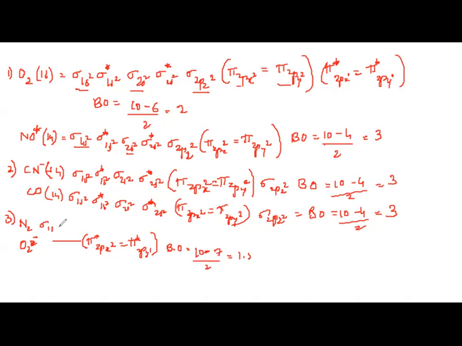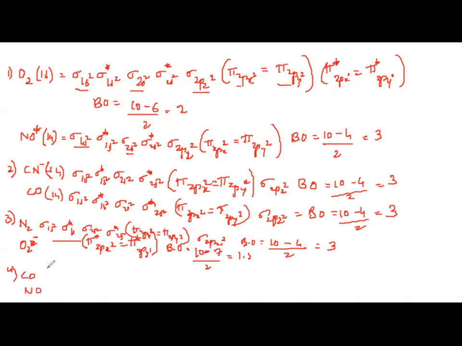N2, we will write it for N2. Sigma 1s2, 14 electrons. Sigma star 1s2, sigma 2s2, sigma star 2s2. Then for nitrogen, first comes pi 2px2 equal to pi 2py2. Then sigma 2pz2. So 2, 4, 6, 8, 10 bonding. 10 minus 4 by 2. 6 by 2 is again how much? 3 for nitrogen. Correct?